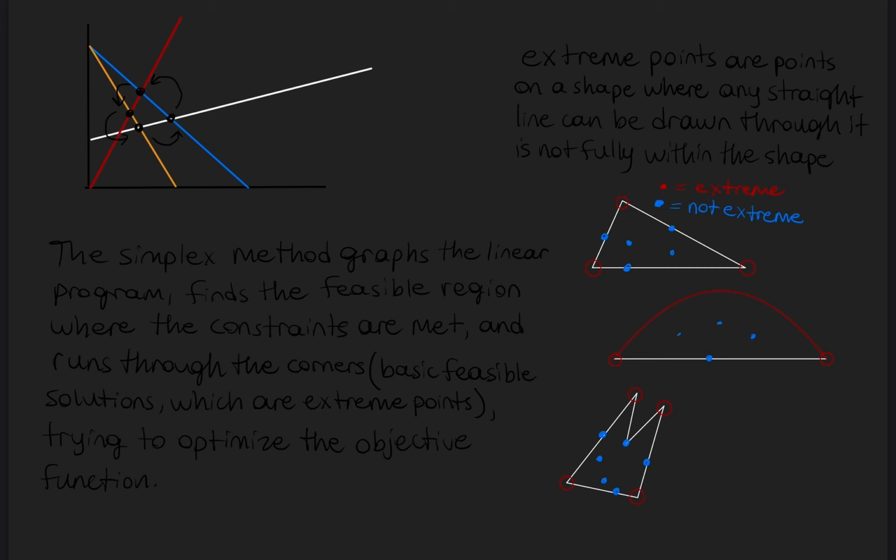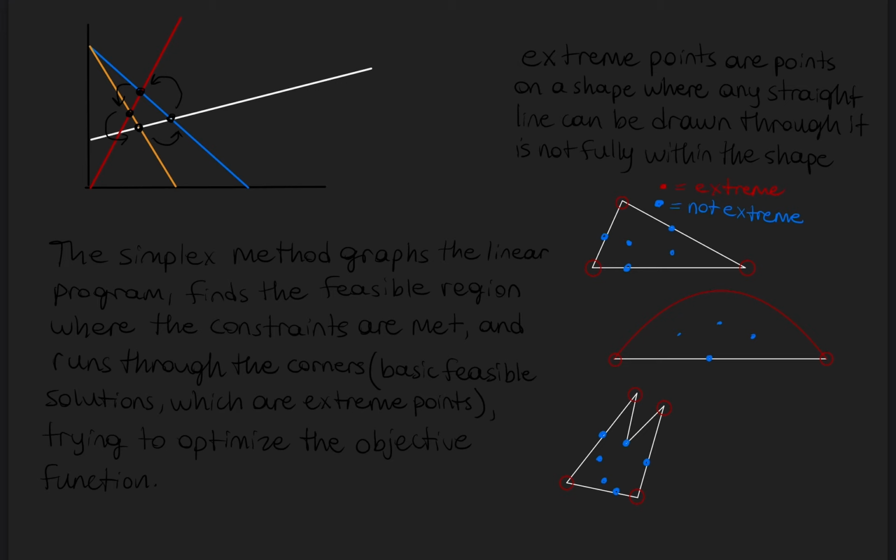So let's talk about what extreme points are because, as I just mentioned, the basic feasible solutions, which are the corners, are extreme points, and it's important to ensure that the solutions are extreme points. Okay, so extreme points are points on a shape where any straight line can be drawn through it and it is not fully within the shape. What does that mean? So, we have our shape, right? Here we have a triangle.